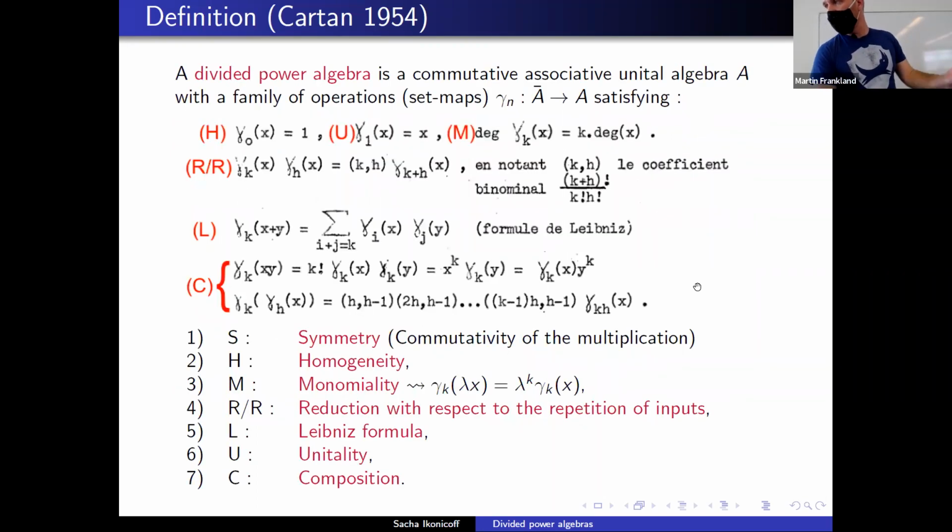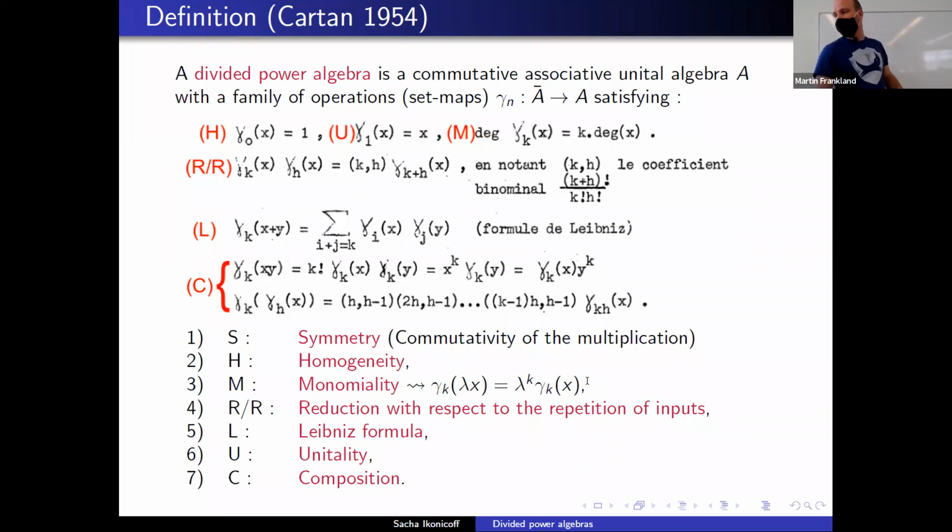There's a first relation that you do not see on the screen, which I call S for symmetry. And in fact, it's represented by the fact that the multiplication itself is commutative. Then you have that first relation H, which is up here, which tells you morally that a divided power of power 0 should be kind of forgotten. It's kind of the unit. Then you have a monomiality relation, which here is expressed in terms of degrees, because Cartan is working with graded algebras, but I can state it in a different way using coefficients of my field. So here, if lambda is a coefficient, gamma k of lambda x is lambda to the k gamma k of x.